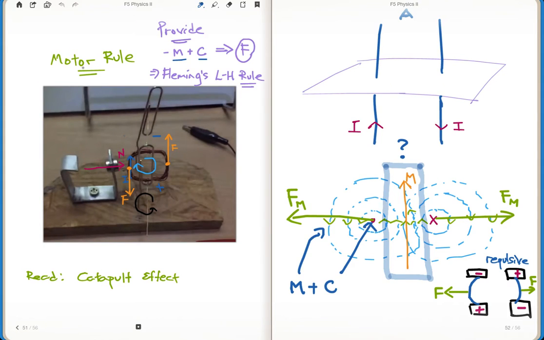Previously we have a motor rule where we make use of Fleming's left-hand rule, where you provide a magnetic field, you provide current, you will get the electromagnetic force, and this force is going to drive this coil either up or down. There's also a slow motion video embedded in my previous video, chapter 3, part 2. You may want to look through it and see how it looks.